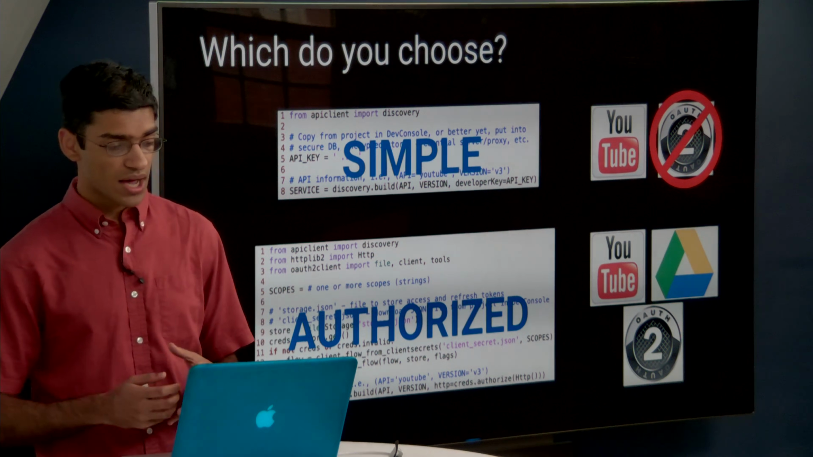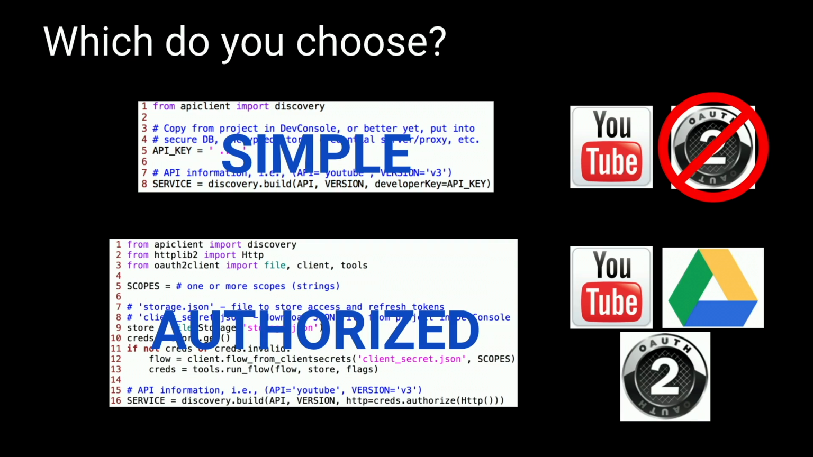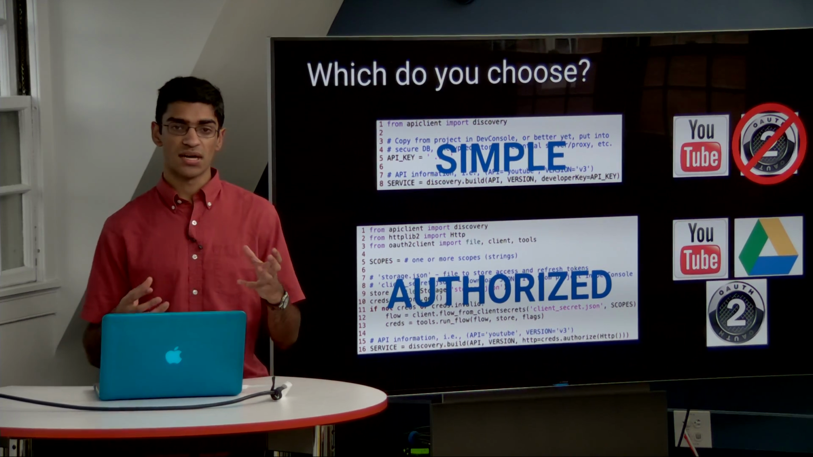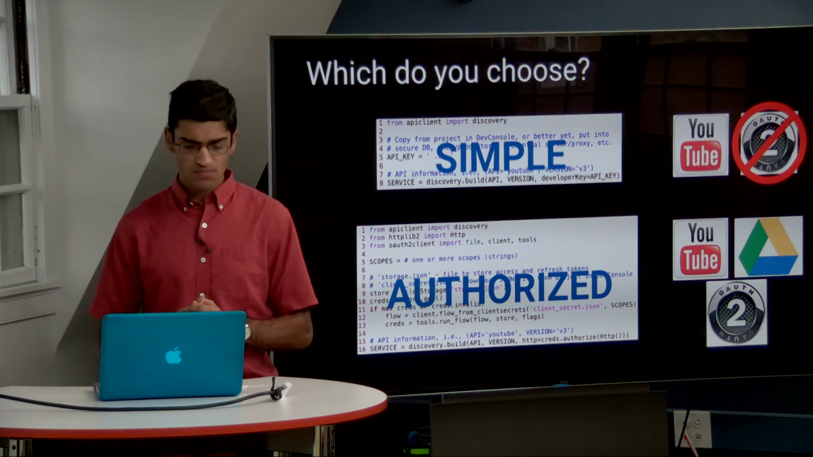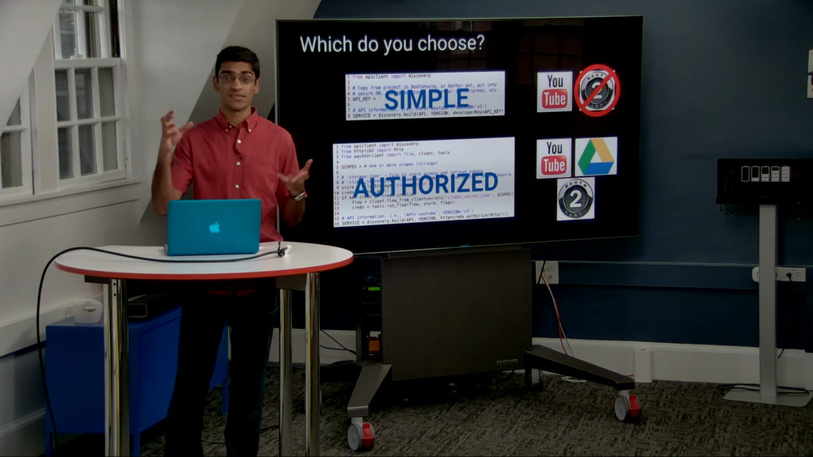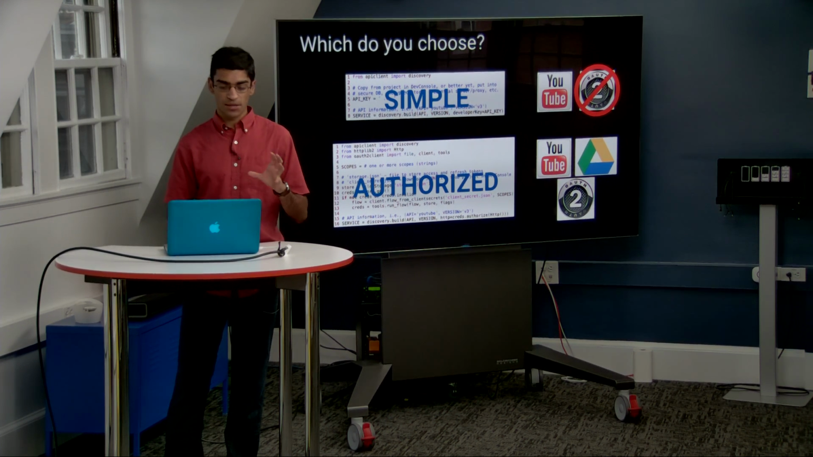There's two different kinds of auth that you could be doing, either simple or authorized. I'll point out the distinction here, and then we'll dig in a little bit to what this code actually does and what the differences are. So in one case, the simpler case, you have simple API access.